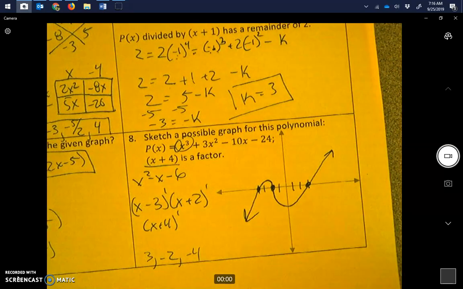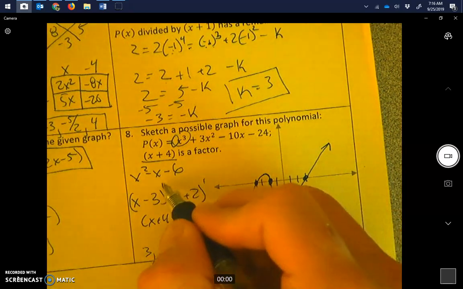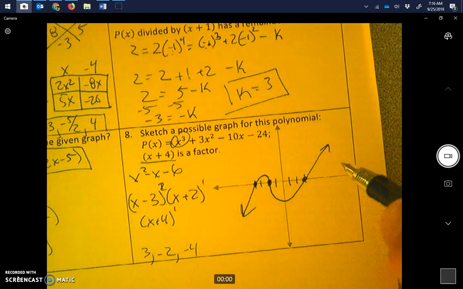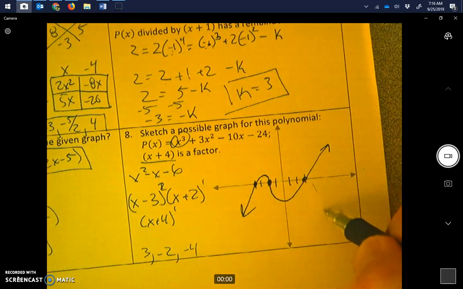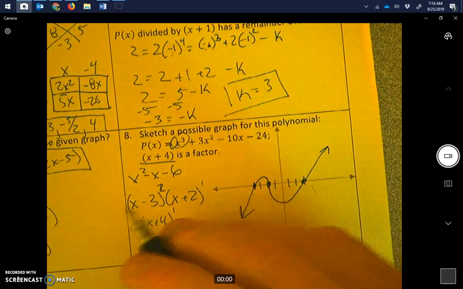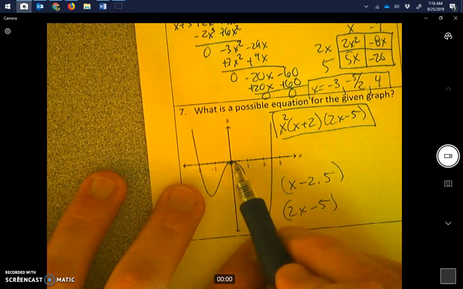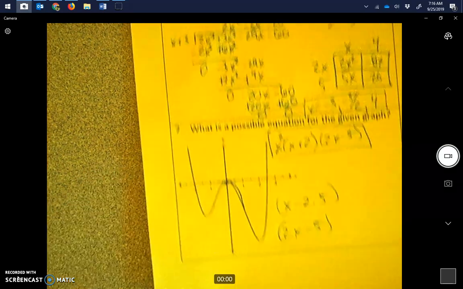Okay. Now, if any of these things were squared, like let's say if this one were squared, the x minus 3, well then our positive 3 zero, you have to come up and touch it and come back down. Okay. We don't have that this time. They're all 1s, so it's just going straight through like this. This was a squared, so I wrote squared. Okay. And we're done.